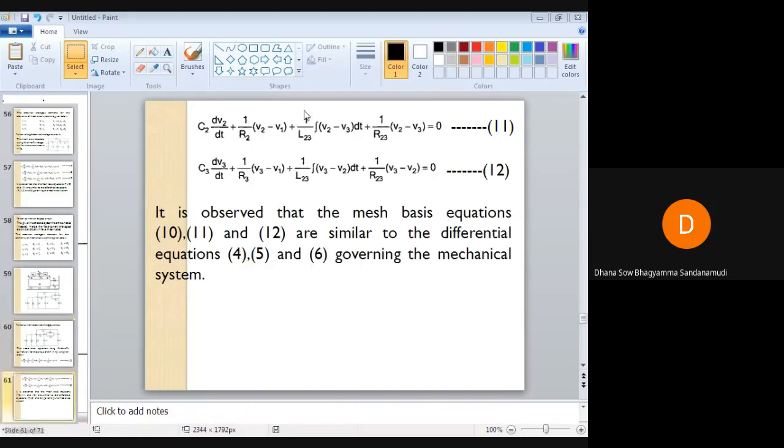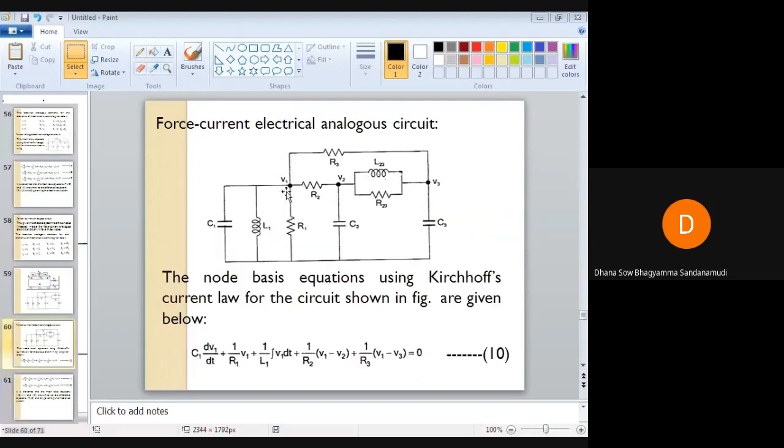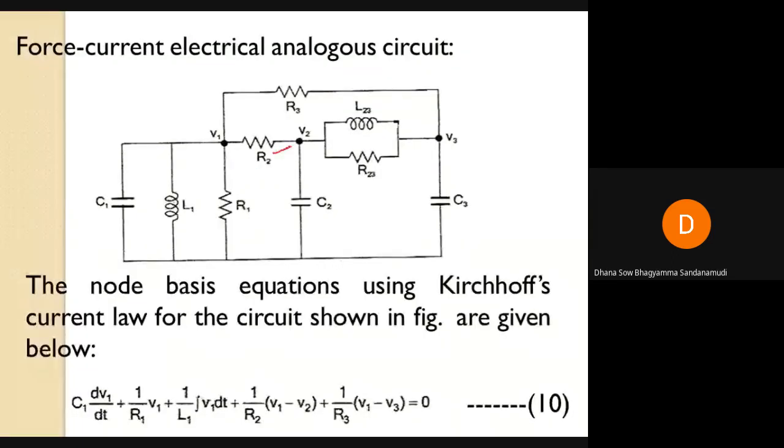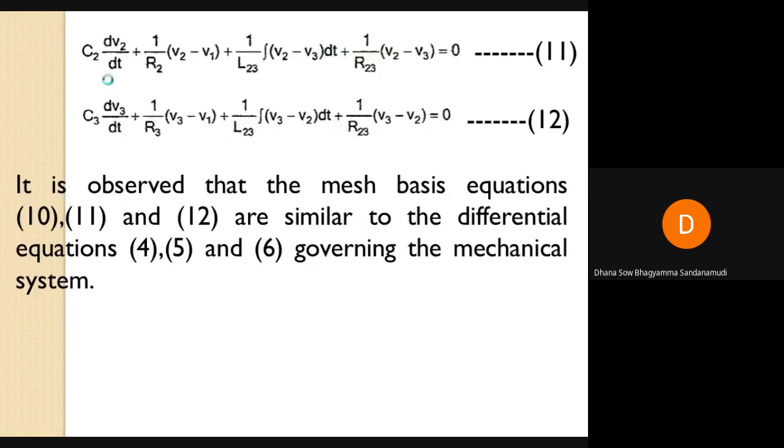Similarly at node 2, the entering currents, you assume all the currents are entering or leaving, your wish. So I'm assuming all the currents are entering. One current is due to this L3, one is due to this R3. One due to R2, due to C2, due to R23, and due to L23. So this is C2.